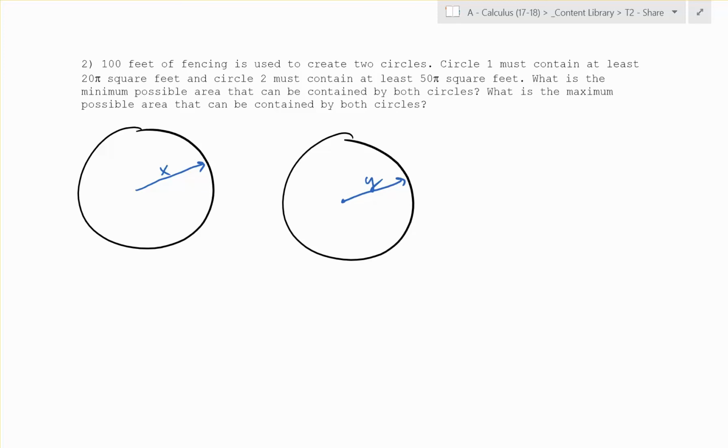We know that circle 1 has to contain at least 20 square feet of fencing. So we know that pi x squared has to be greater than or equal to 20 pi. And the other circle, circle 2, must be at least 50 square feet. So we know pi y squared has to be greater than or equal to 50 pi.